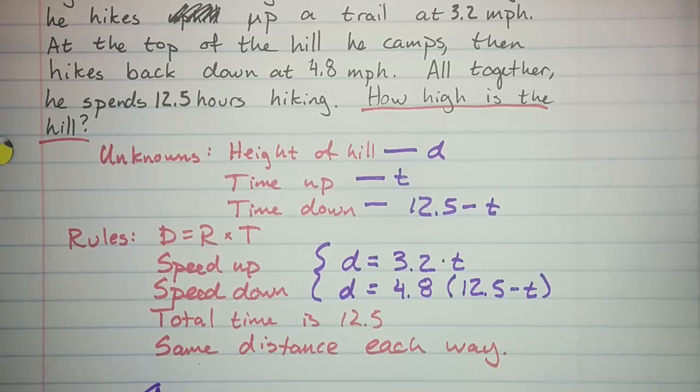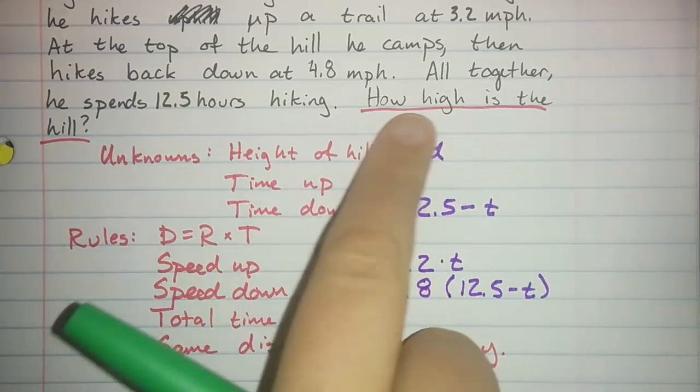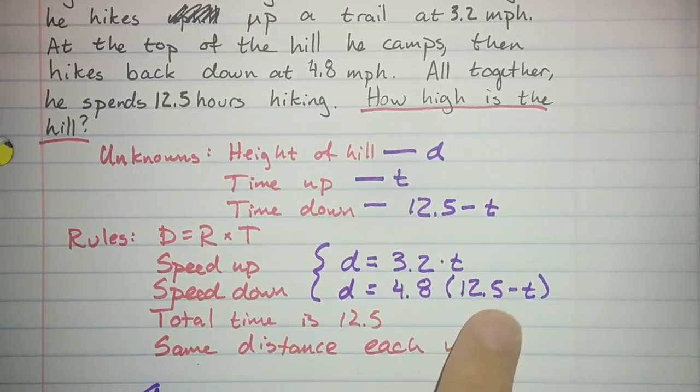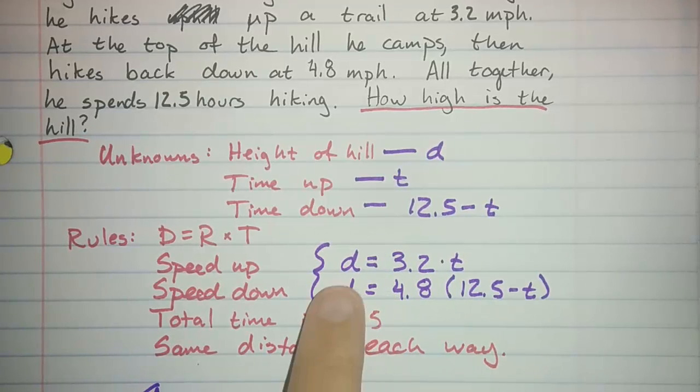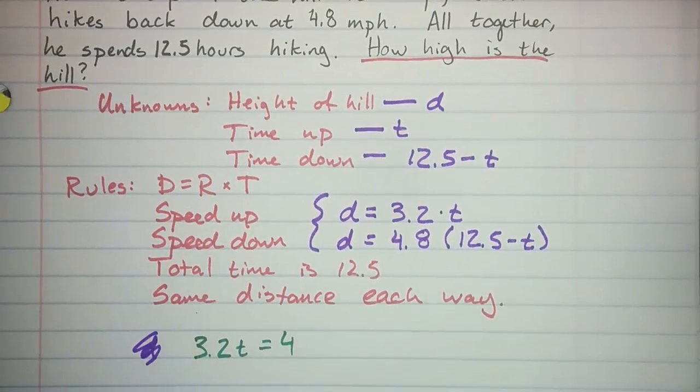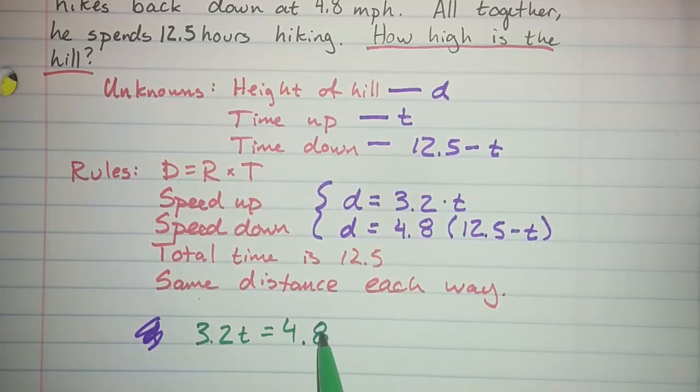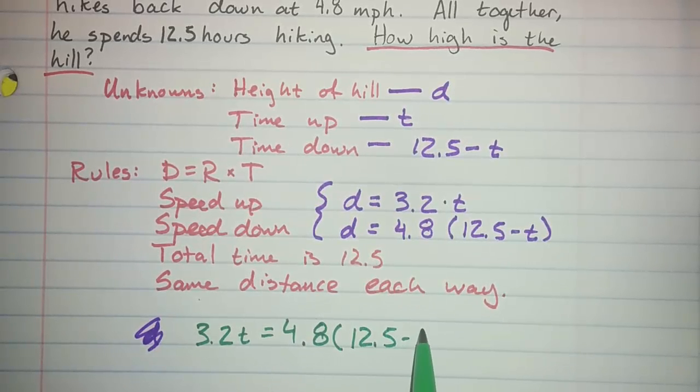Okay, so even though what we really want to know is the height of the hill, it looks like this system is really well set up to make it easy to find T using substitution. We just substitute this expression for D, and we get 3.2T equals 4.8 times 12.5 minus T.